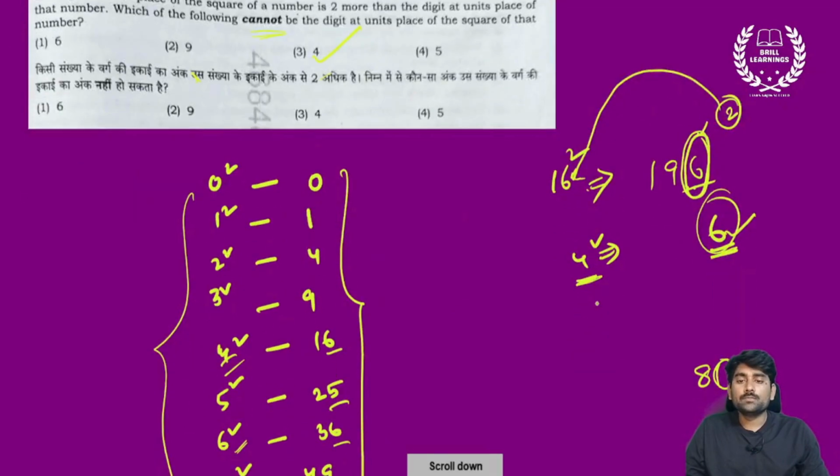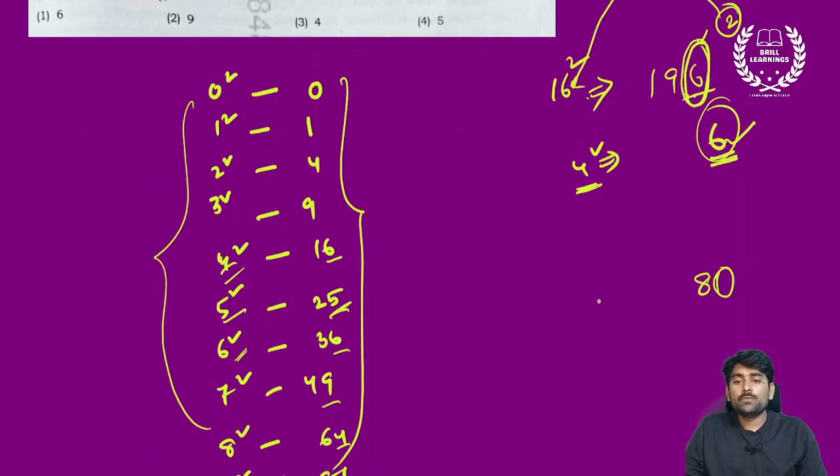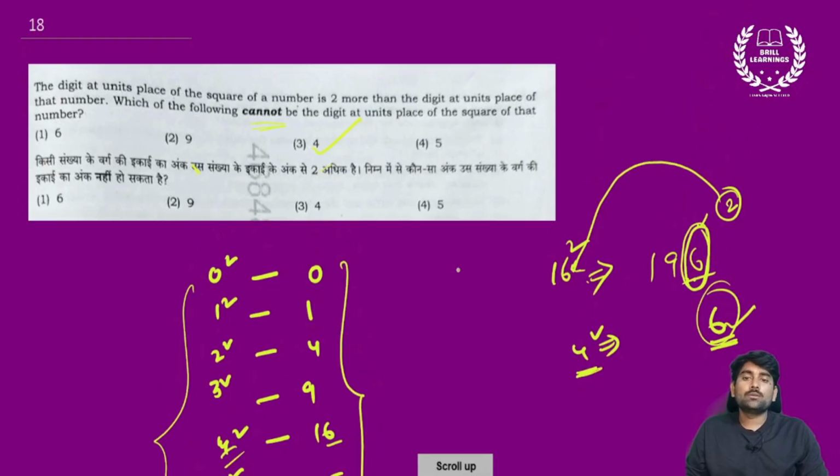And the fourth one is, if you check, 5 will always give 5, 1 gives 1, no change. 6 also gives 6 only, no change. That is why these are not correct. So, which of the following cannot be the digit at the unit place of the square of the number? This question itself is wrong, I think. Which can be formed. So the third one is the right answer.